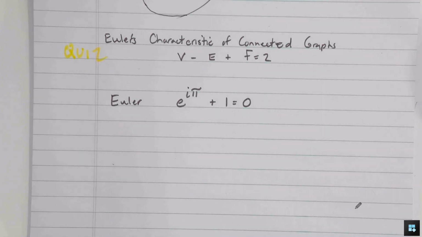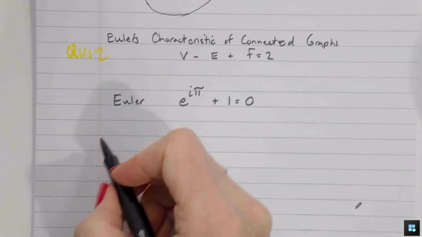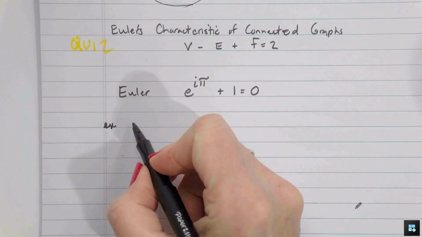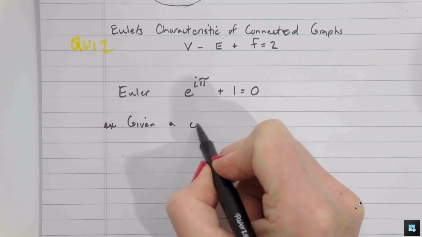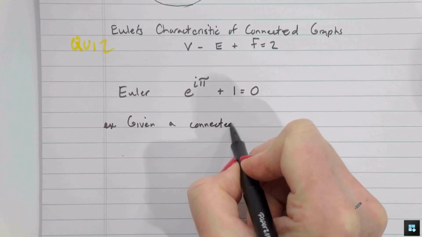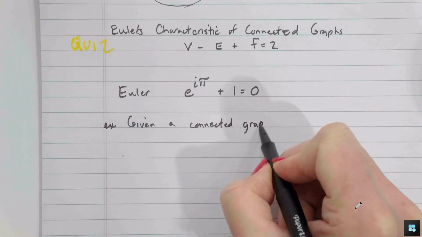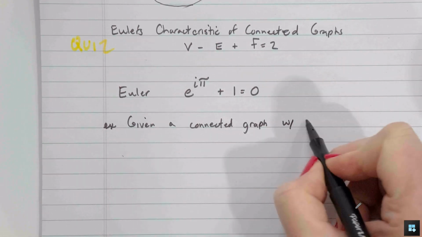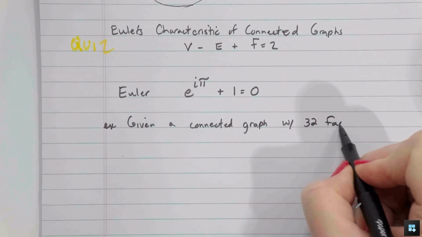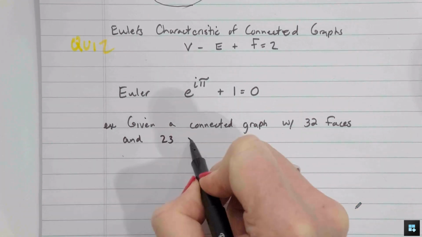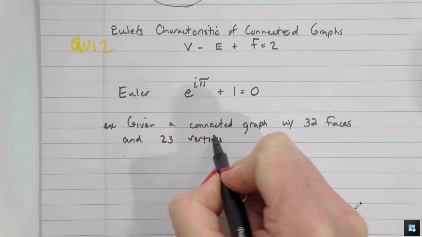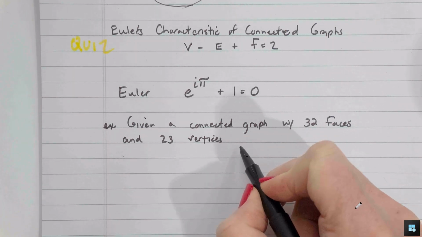Well, I know you want to know what kinds of quiz questions you can expect. So here's a couple of likely quiz questions. Given a connected graph with 32 faces and 23 vertices, how many edges does it have?